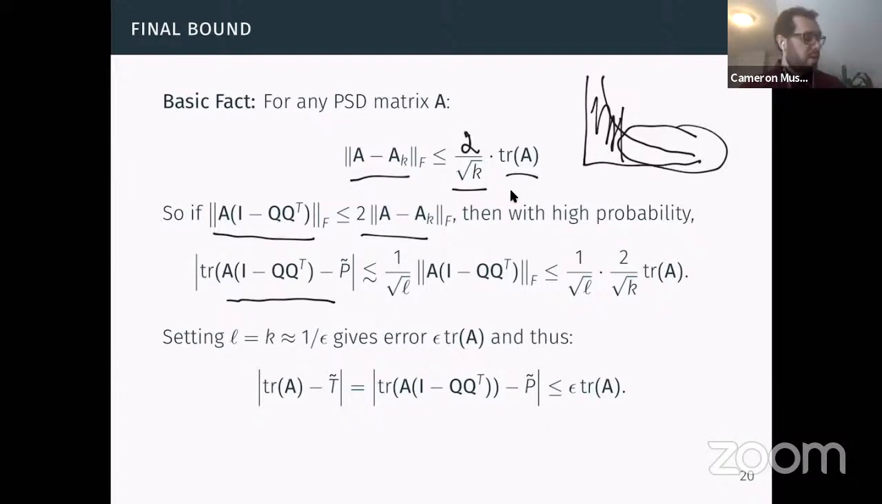So overall, my total error in approximating the trace, which is exactly equal to my error in approximating the trace of the residual, is bounded by epsilon times trace of A. And I've used roughly 1 over epsilon queries in order to find this span Q, and 1 over epsilon queries in order to approximate the trace of the tail. So I've used 1 over epsilon queries overall.